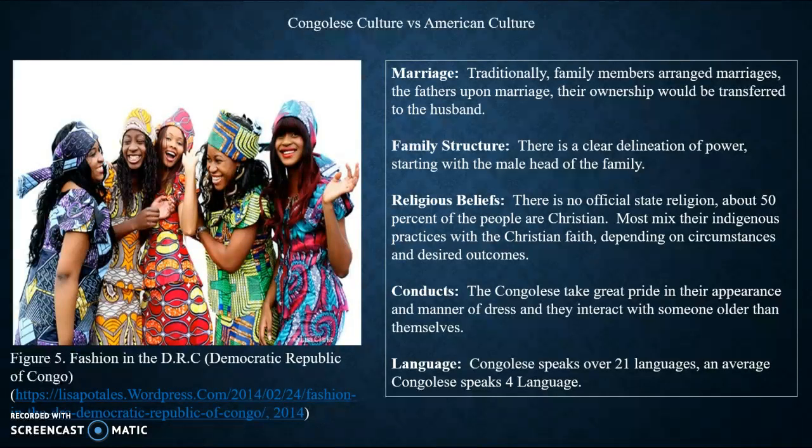Language. There's about 21 different languages in Congo. An average Congolese speaks at least 4, so it's not surprising to see a 4-year-old or 5-year-old kid speaking 4 or 5 languages. Now with this, I was a little surprised when I came to the States initially, just how different we tend to act. So that's mostly what I learned.